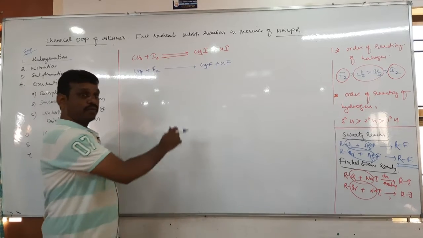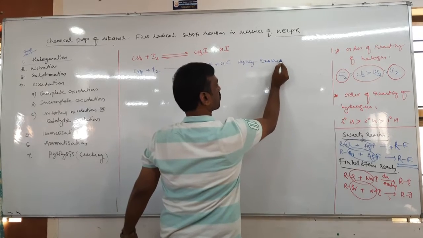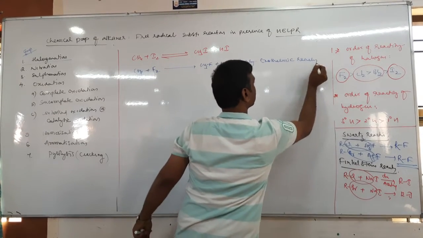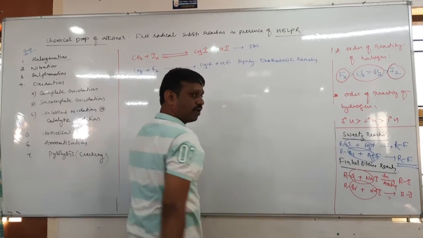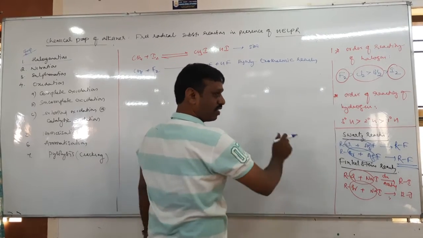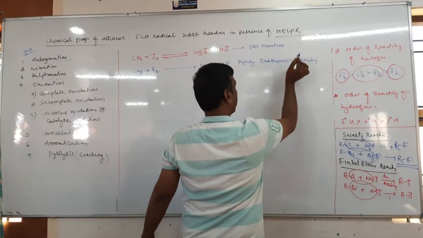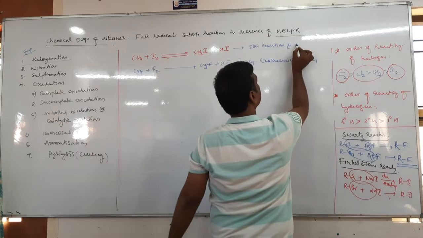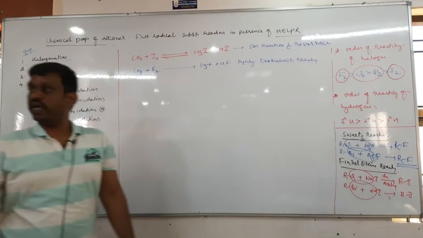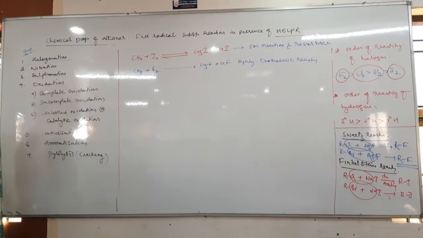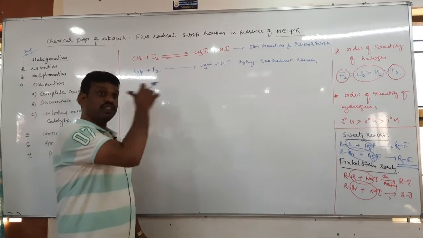Okay, so therefore this is a highly exothermic reaction. This is highly endothermic. I didn't say it that way, if you make an image. It is a slow reaction, and so it is a slow and reversible reaction, right? Okay, so therefore these two are the limitations of this halogenation.